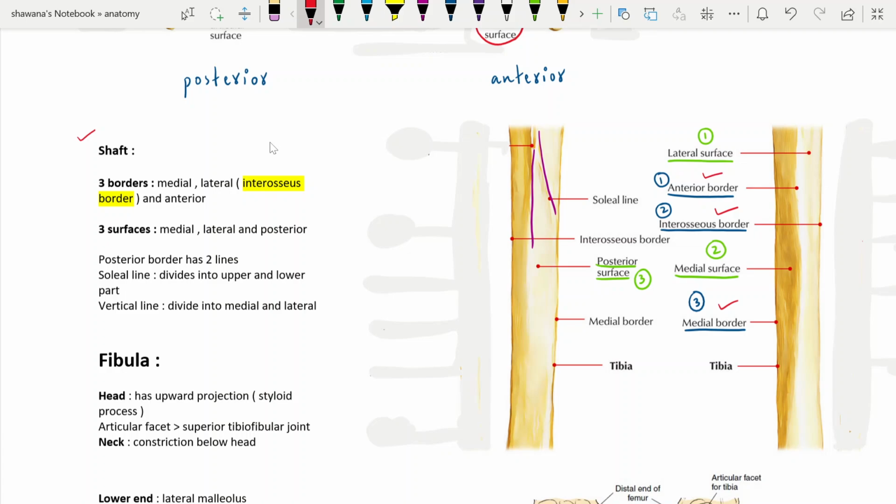There are three surfaces: the lateral surface, the medial surface, and the posterior surface. The posterior surface has two lines: first is the soleal line, and the second is the vertical line. These lines are just for the identification of the surfaces of the tibia. So there are three borders, medial, lateral or interosseous, and anterior, and three surfaces: lateral, medial and posterior.